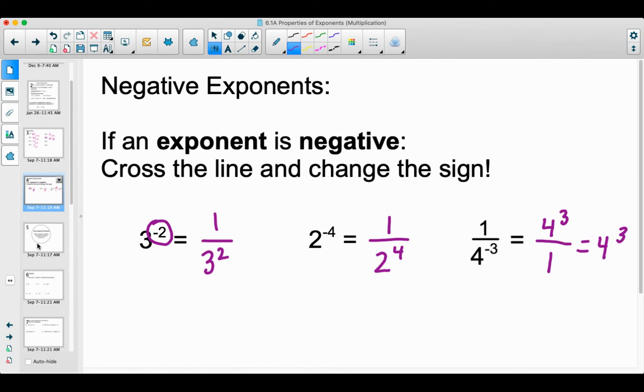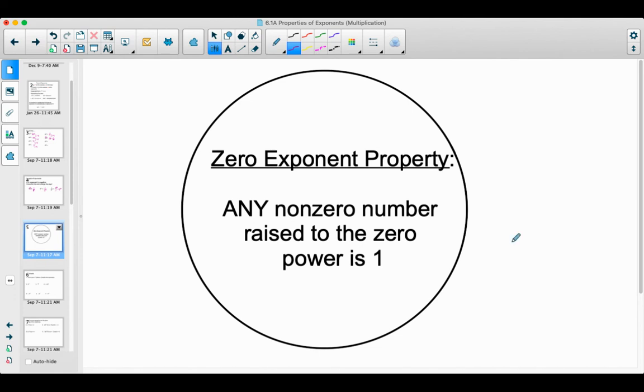And then our 0 property, just remember that any non-zero number raised to the 0 power is 1. So if I had 5 to the 0, that's 1. If I had 1,852 raised to the 0 power, that's 1. So anything that's raised to the 0 power is always going to be 1.